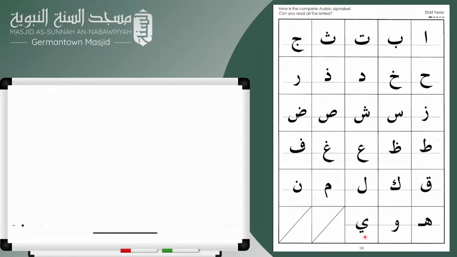Some spot tests for us. Look on the board, and anyone please identify what this letter is.